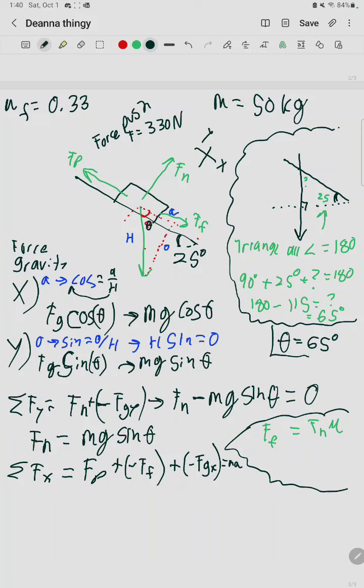And then from there you can plug in, I'm going to start with just plugging in symbols. Force push minus normal force, mu, which is your coefficient of friction, minus mg, should be cosine theta, is equal to ma. And then you're going to plug in normal force for force friction.